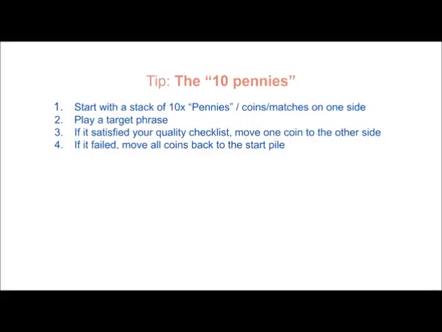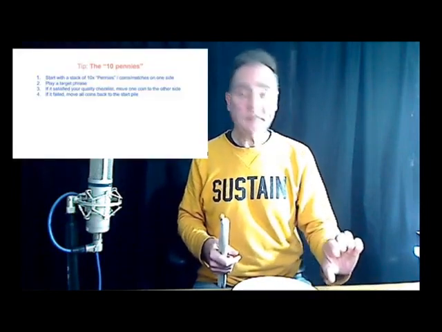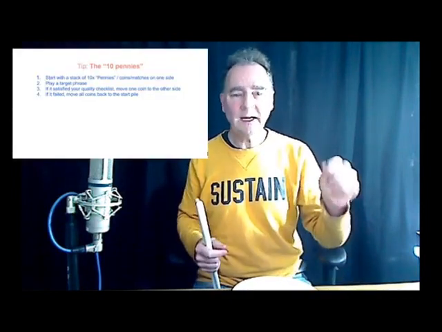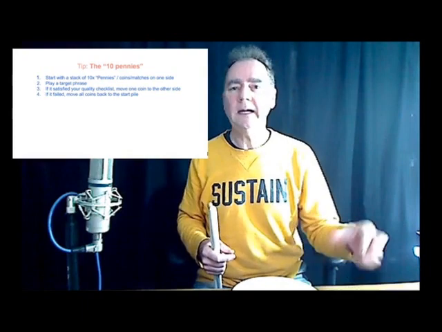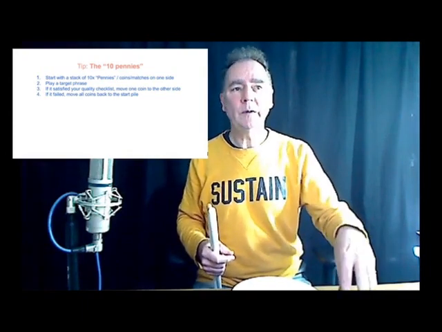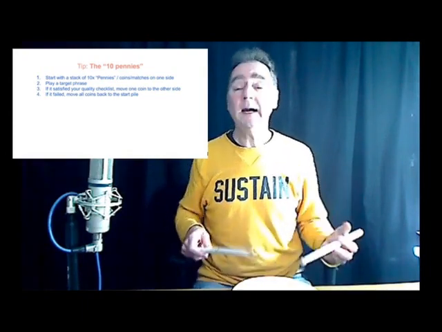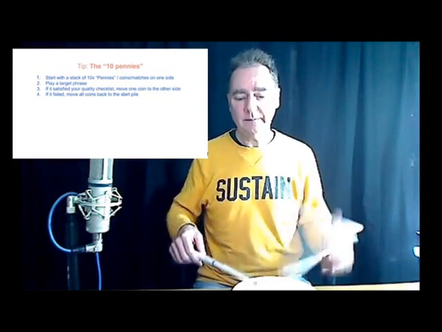Okay, good. All right, and another tip we have is the 10 pennies tip. This is a great one. We start with 10 pennies or 10 coins stacked on one side. I don't know if you can see my table, but you could have a stack of coins, or you could have 10 matches, anything at all, just 10 little things. Stack them on one side. Play your target phrase, whatever it is.